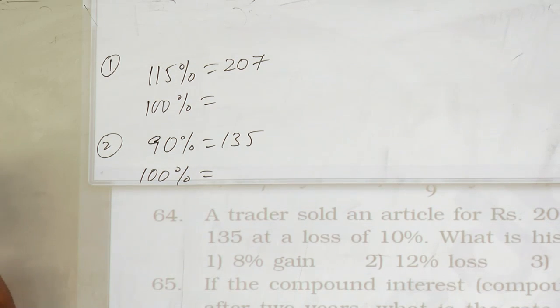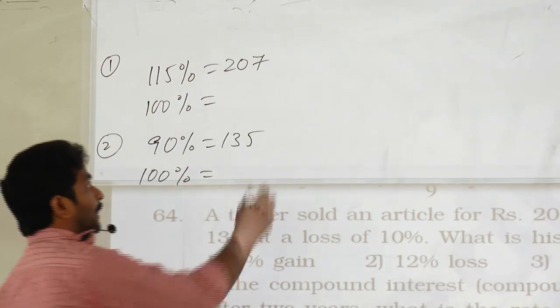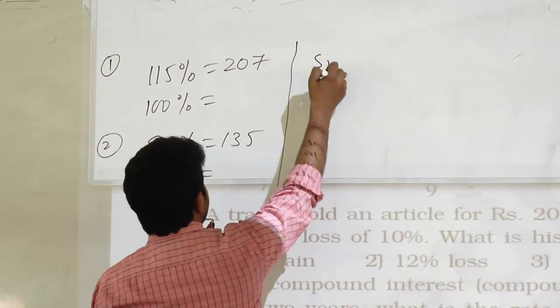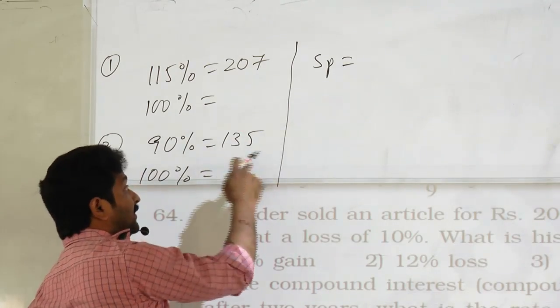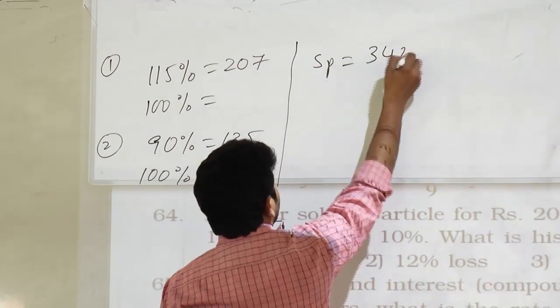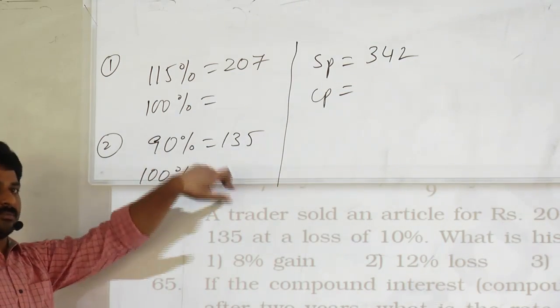By the time, you already know the total cost price of 2 items and the total selling price of 2 items. What is the total selling price? 207 plus 135, 342. And you just need to calculate the cost price, the sum of these two numbers.